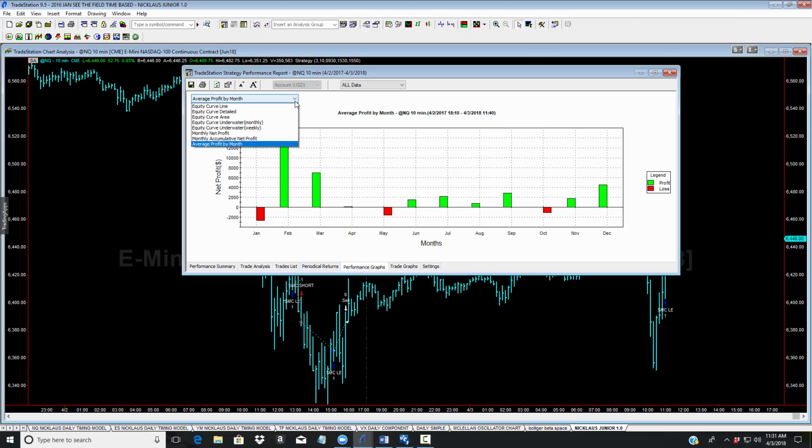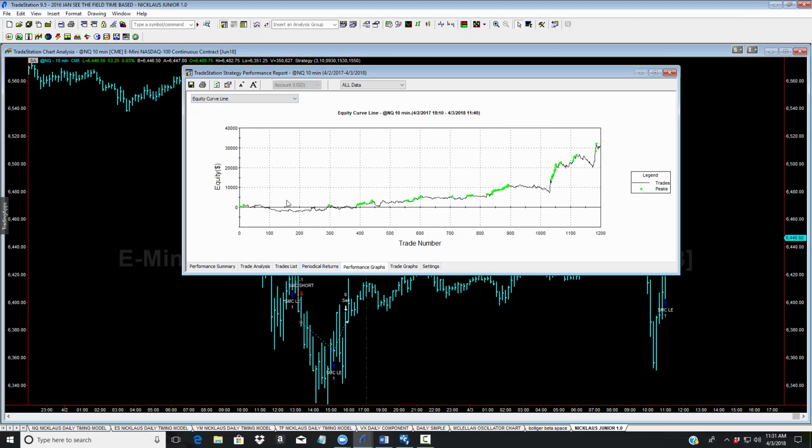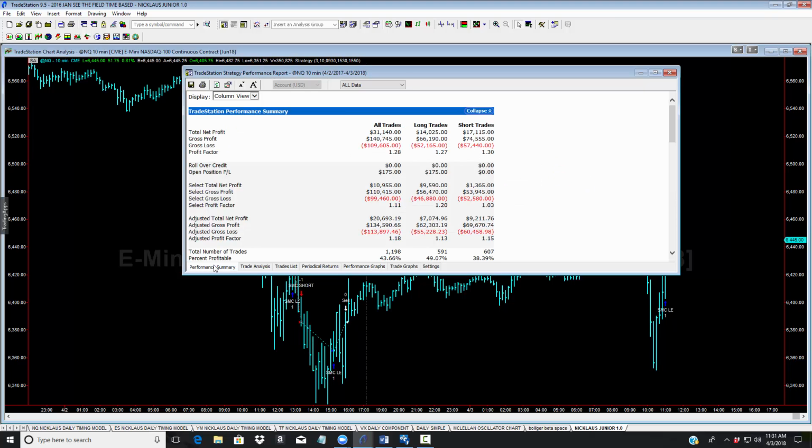And let me show you the equity curve. It's kind of what it looks like. Didn't do much during periods of low volatility, which was earlier this year. Now in times of high volatility, we're moving out. The performance summary in the last year, 31,140, 14 long, 17 short, profit factor of 1.28. What does that mean? It means you're making $1.28 for every dollar that you lose.